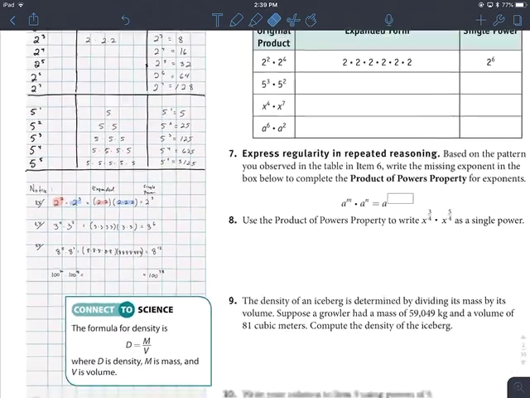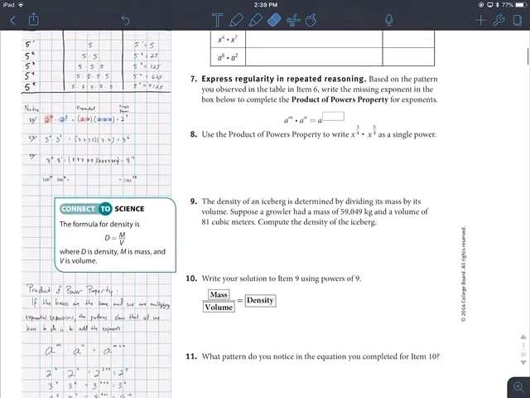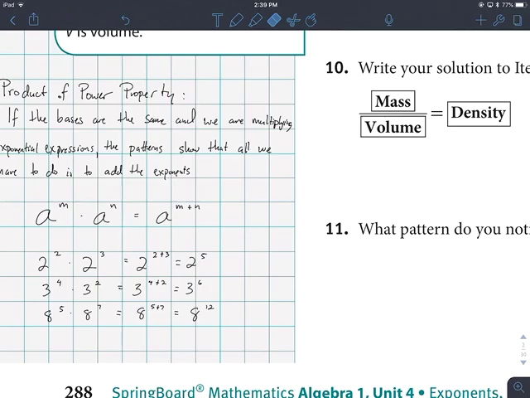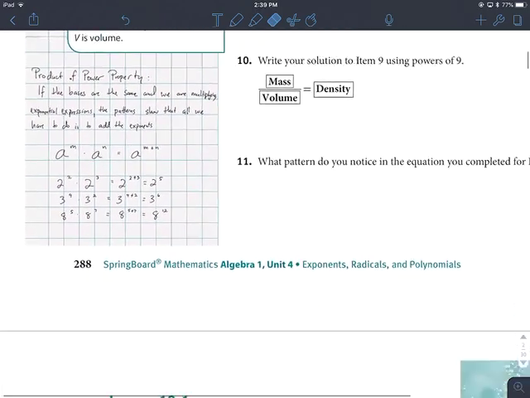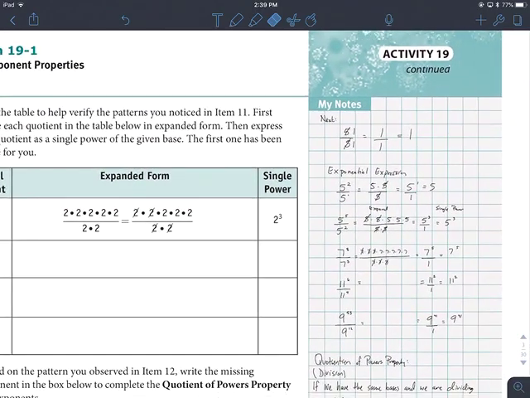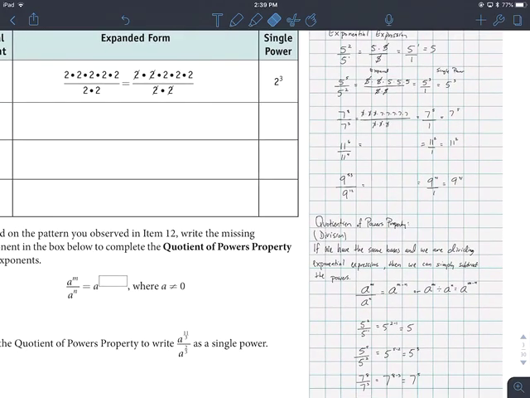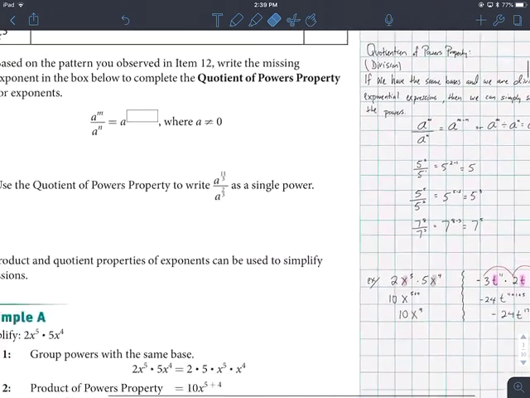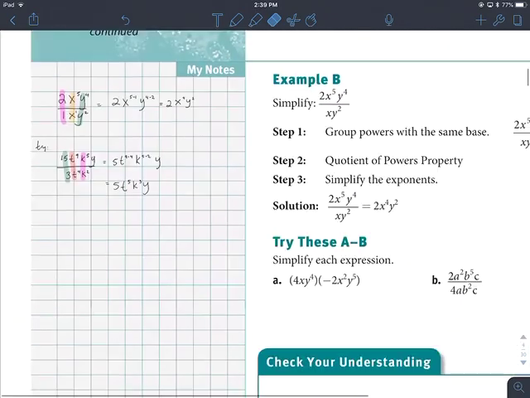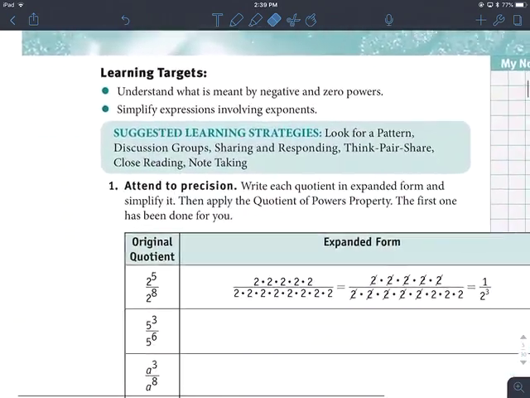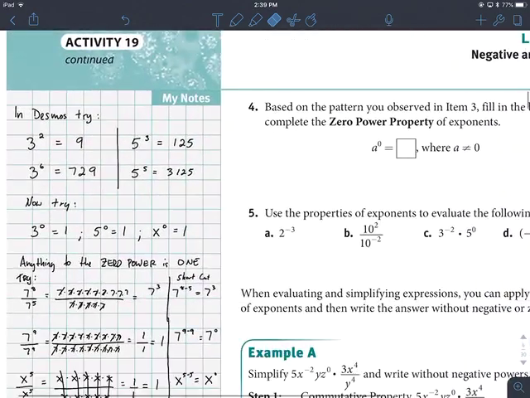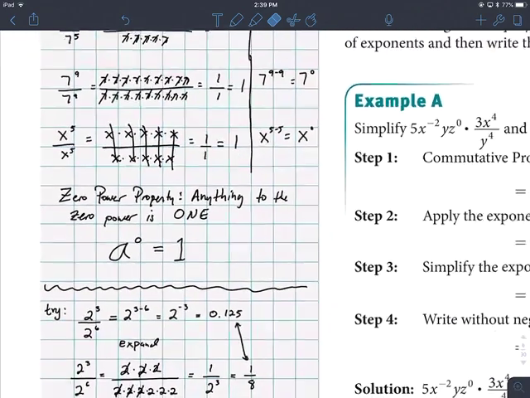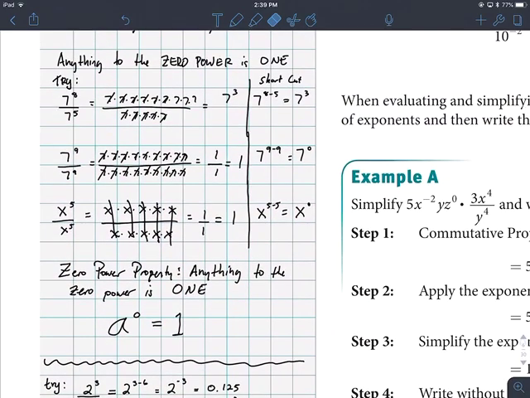Again, all this stuff should be reviewed. Based on the patterns that we saw, we identified some properties: the product of power property, the quotient of power property. So look at your notes. Also, the zero power property. Remember, anything to the zero power is always 1, and we use expansion to show that.